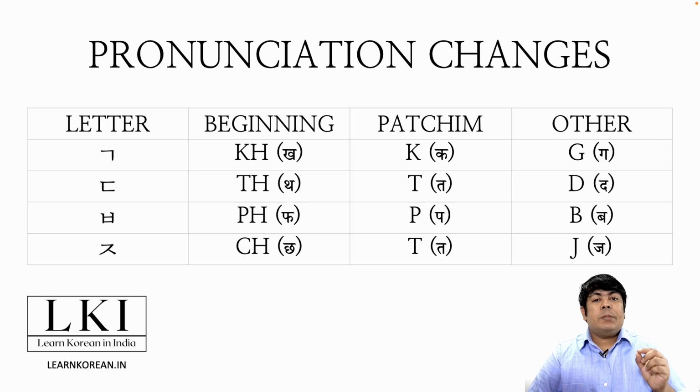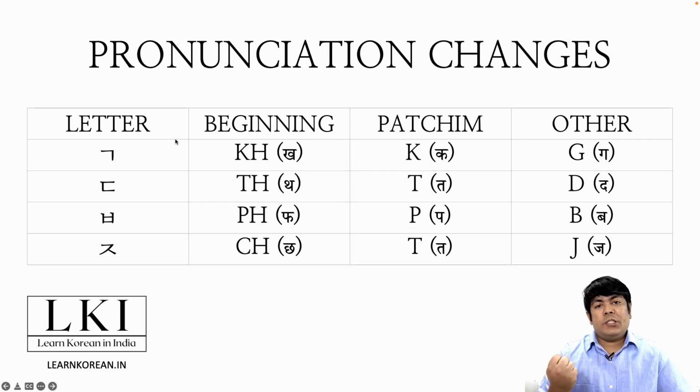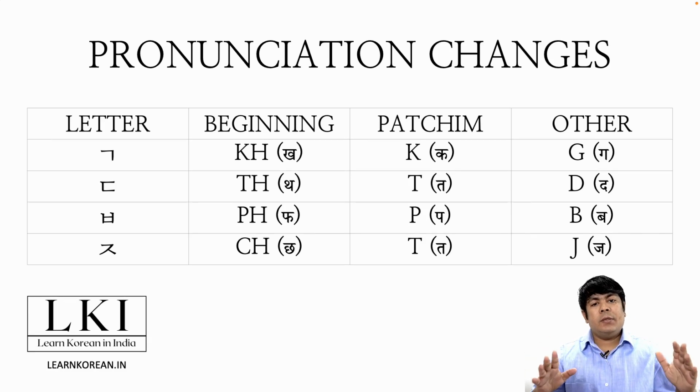But in Korean language, the pronunciation changes happen. So the pronunciation of a letter may change based on where it is appearing in the word or in the syllable. Here we will talk about 4 very important characters that change their pronunciation sounds based on their position in the syllable or word. Every character in Korean language can have a maximum of 3 pronunciations, a maximum of 3 sounds. Minimum 1 sound is possible, but maximum 3.